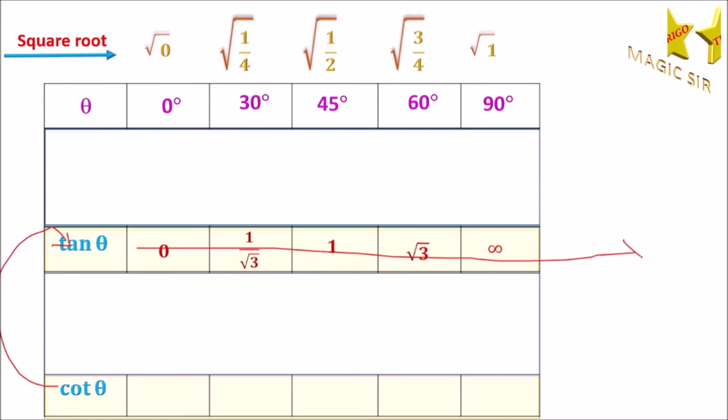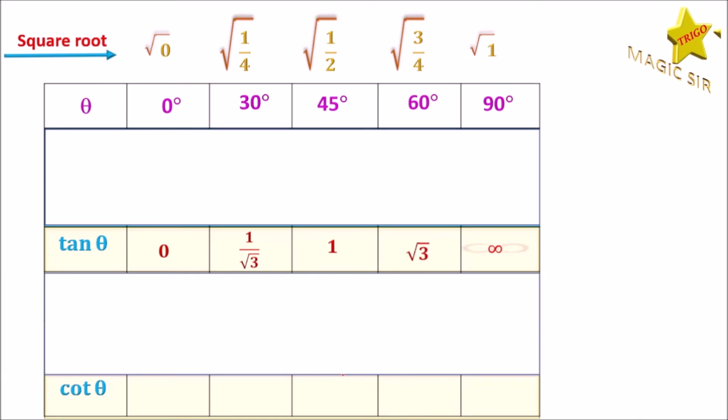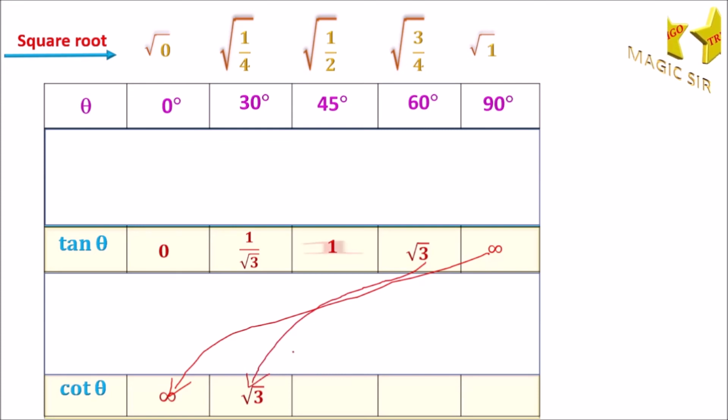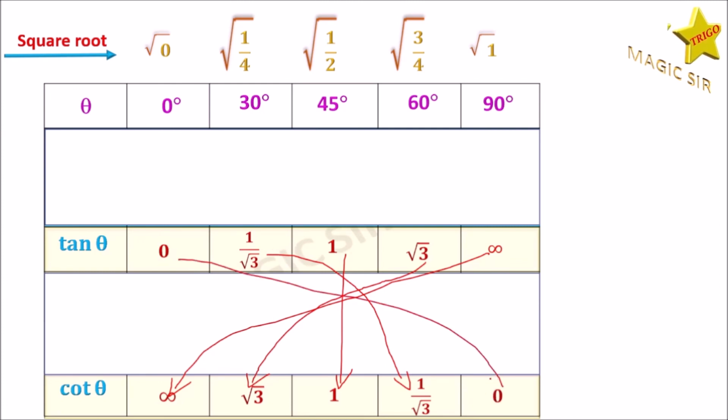Now write down the 5 values of tan theta in the reverse order for cot theta. In the reverse order, we have cot 0 degrees is equal to infinity. Cot 30 degrees is equal to root 3, in the reverse order of tan theta. Cot 45 degrees equal to 1. Cot 60 degrees is equal to 1 upon root 3. And cot 90 degrees is equal to 0.